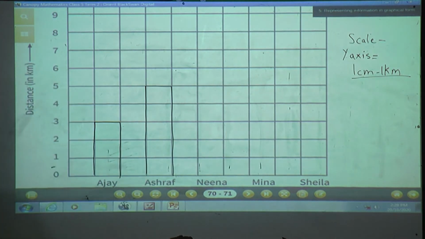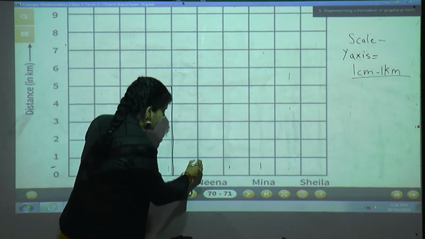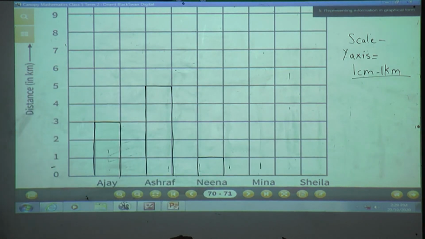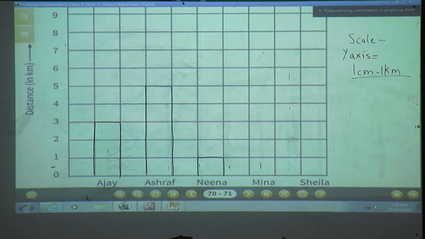Now Meena. So Meena 1 kilometer. Here is 1 kilometer and here is Meena. Now, the distance from Neena's home to school is 10 kilometers. So where is 10? Here.